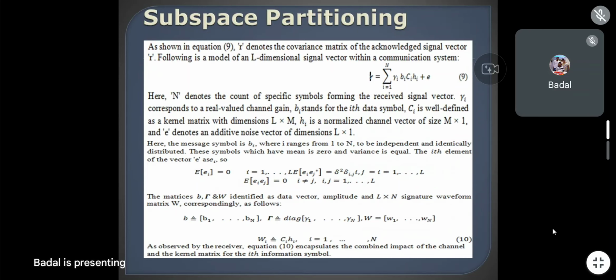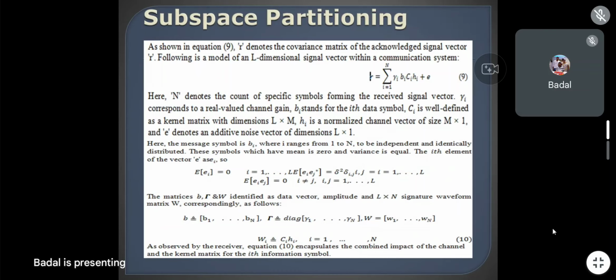Only the model of L dimensional signal vector within a communication system. Here n denotes the count of specific symbols forming the received signals vector corresponding to the real value channel again. It stands with the ith data symbol. Ci is well defined as a kernel matrix of dimension L into M, where hi is the normal channel vector of size M into 1, and e denotes the adaptive noise vector of dimensions L into 1.